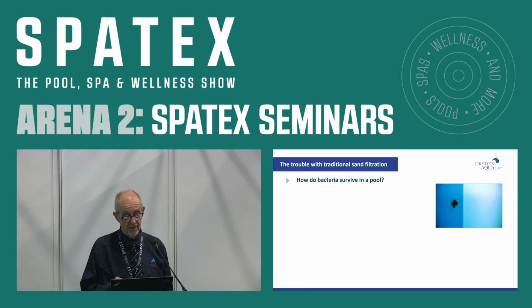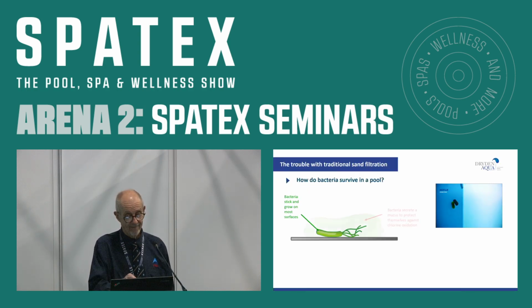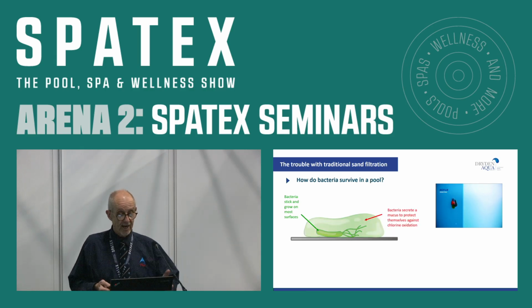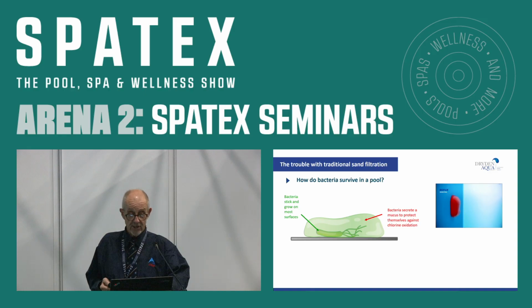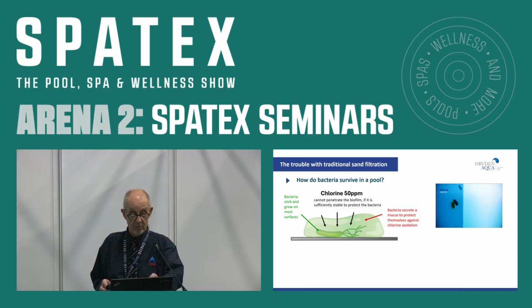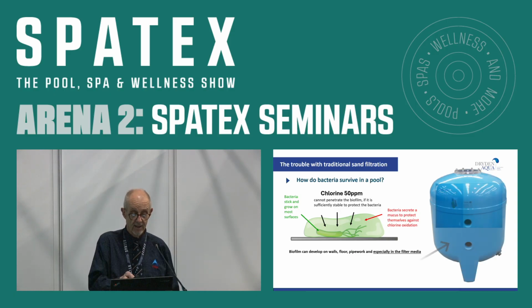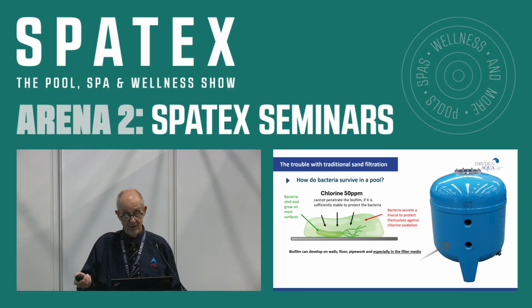And thanks to Dryden, we got some images, so we're looking at the bacteria there. Bacteria stick to the surfaces. That can be sand grains, for example. Chlorine at 50 parts per million is still not sufficient to protect against the bacteria. But we're going to look at the filter. The filter is absolutely critical.